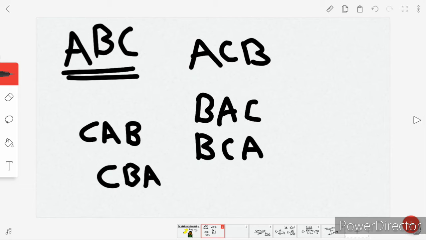So we have two for each starting letter. So A as the starting letter has BC, CB. C as the starting letter has AB, BA, and B as the starting letter has AC and CA. So these are how we're going to use permutations in your daily life. So you can see, it's basically just asking the arrangement of different objects or such as that.